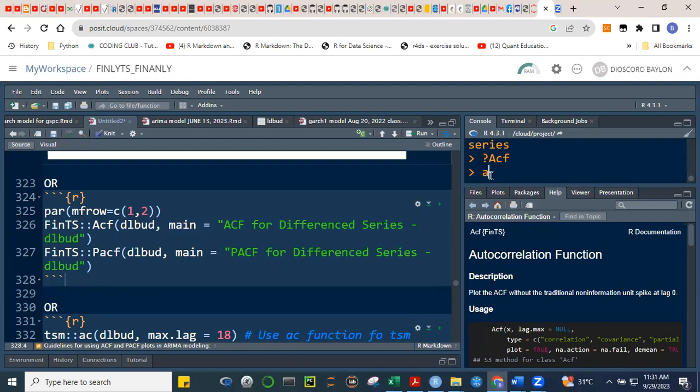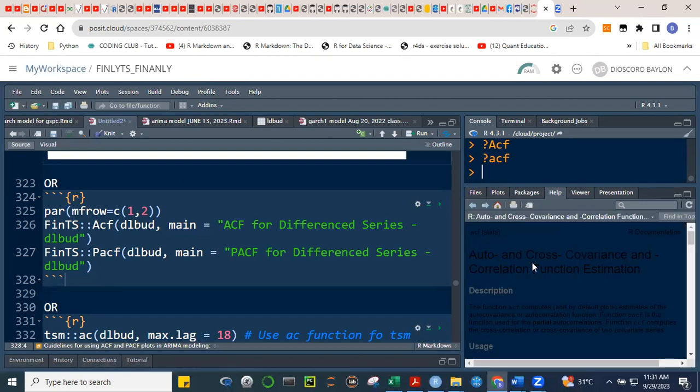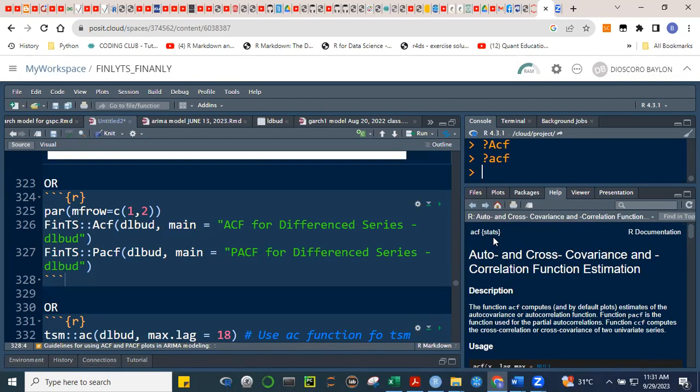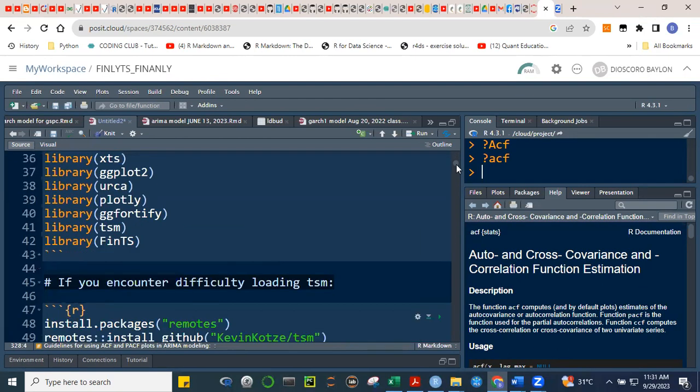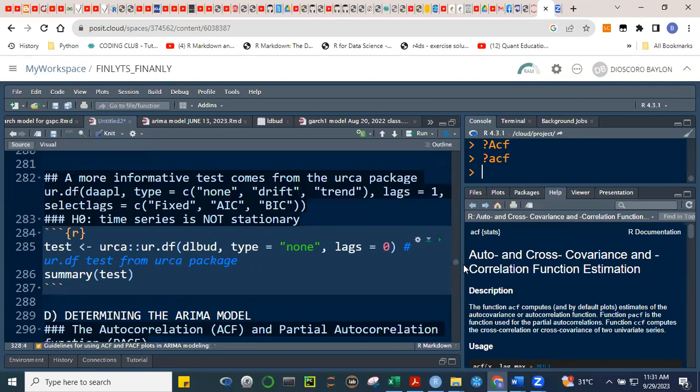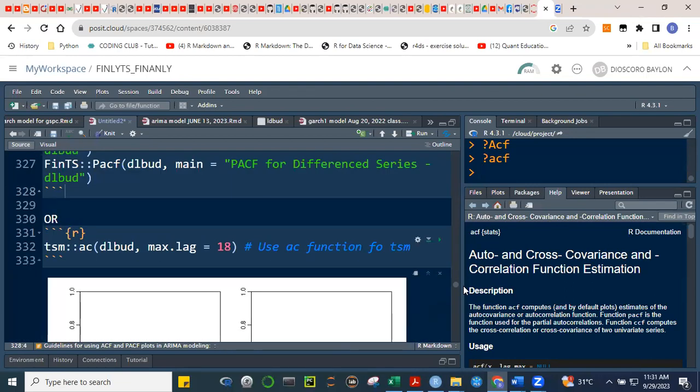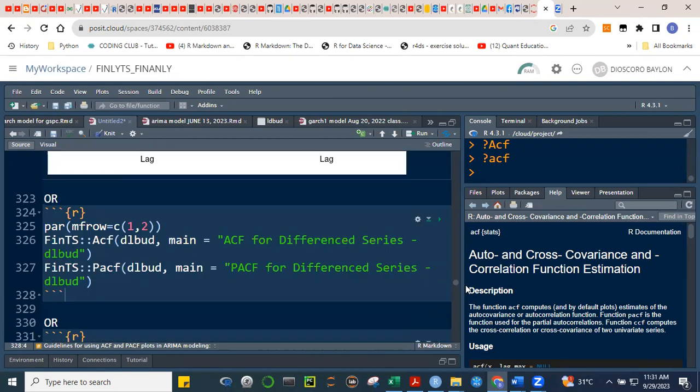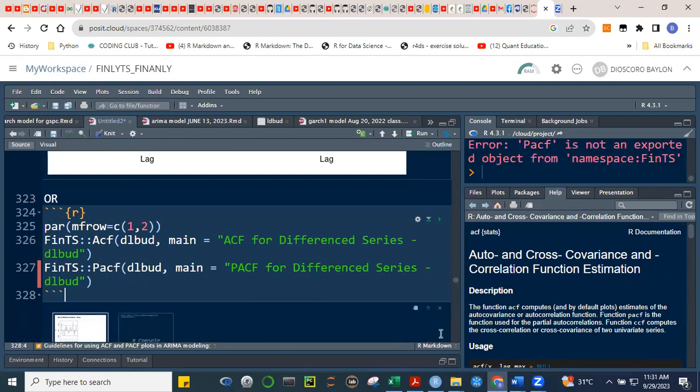The other one, I forgot to mention, ACF. So this is coming from which package? Okay, this is from the stats package. That's why we didn't need to download any specific package. Yung FinTS class, we already, if you take a look at our packages, yan siya, no? FinTS, we included that in our packages. Okay, so let's run this, yung ACF na capital A and PACF na capital P. Okay, let's run this and see how it looks like.